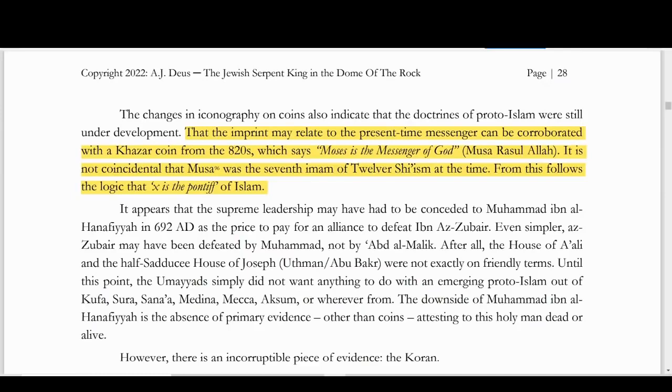The changes in iconography on coins also indicate that the doctrines of Proto-Islam were still under development. That the imprint may relate to the present-time messenger can be corroborated with a Khazar coin from the 820s, which says, Moses is the messenger of God, Musa Rasul Allah. It's not coincidental that Musa was the seventh Imam of Twelver Shiism at the time. From this follows the logic that X is the pontiff of Islam. I think that's an excellent point there.